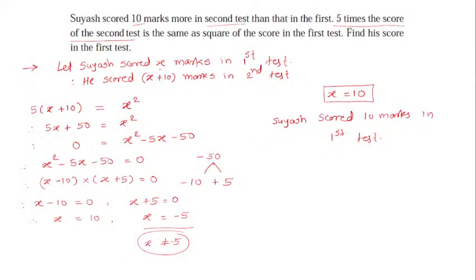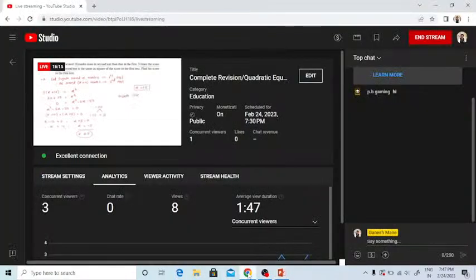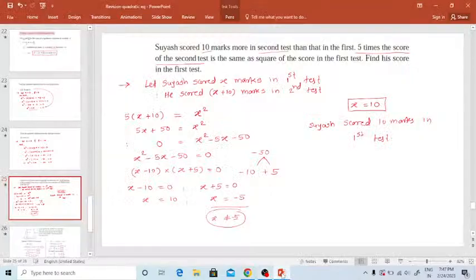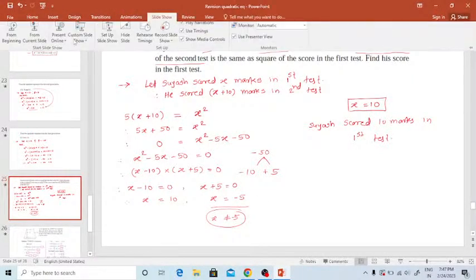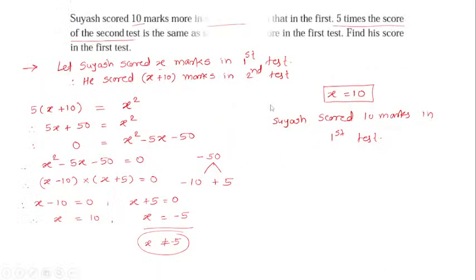Let's have another question, another word problem. So this is the next question, which is based on an activity. So this is an activity based question. The question is based on the diagram given.